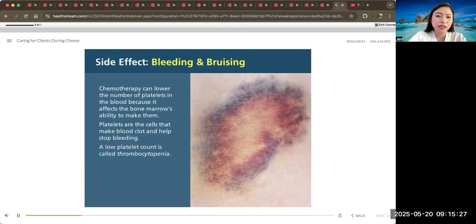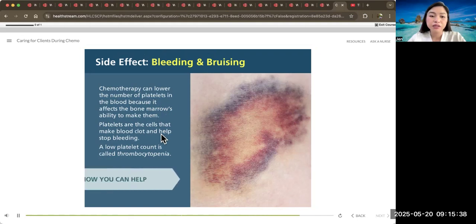Side effect: bleeding and bruising. Chemotherapy can lower the number of platelets in the blood because it affects the bone marrow's ability to make them. Platelets are the cells that make blood clot and help stop bleeding.